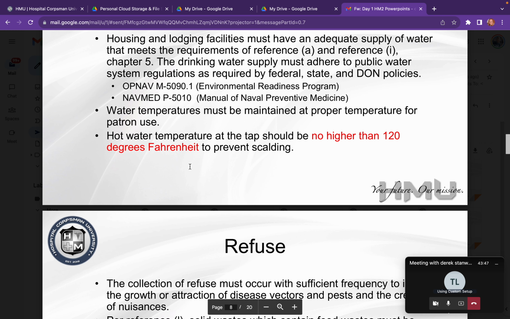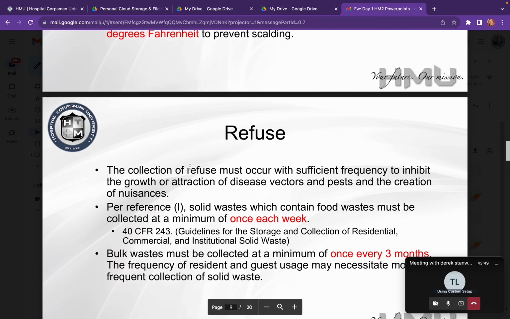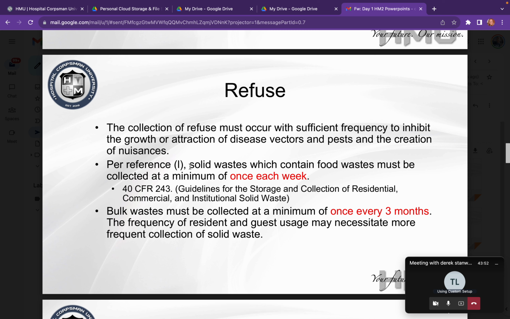Refuse, so that's basically any trash, right? There's a little bit of confusion on this part right here. Per reference I, which is the 40 CFR, the Code of Federal Regulations, you're actually supposed to get rid of all of your food waste, anything that has food, so your trash dumpsters have to be removed once a week. However, trash in your facility must be removed daily. So trash in your barracks, or wherever you are, has to be removed every day. But as far as the actual refuse, like the dumpsters that are outside, those have to be removed once a week. Same goes with the field, actually.